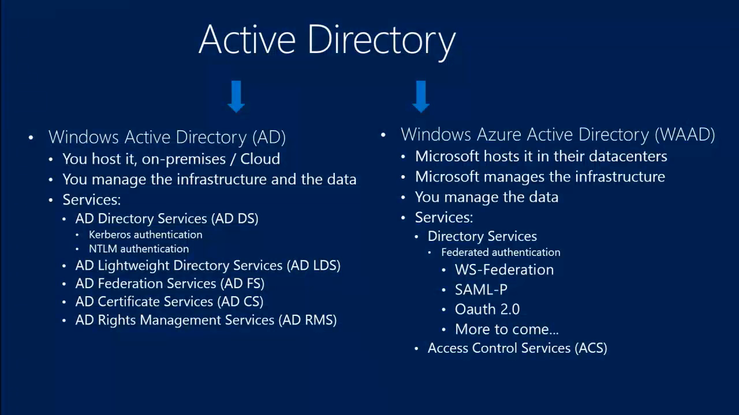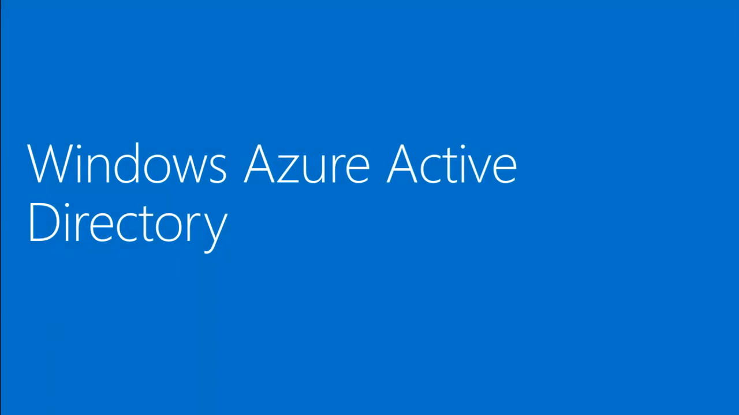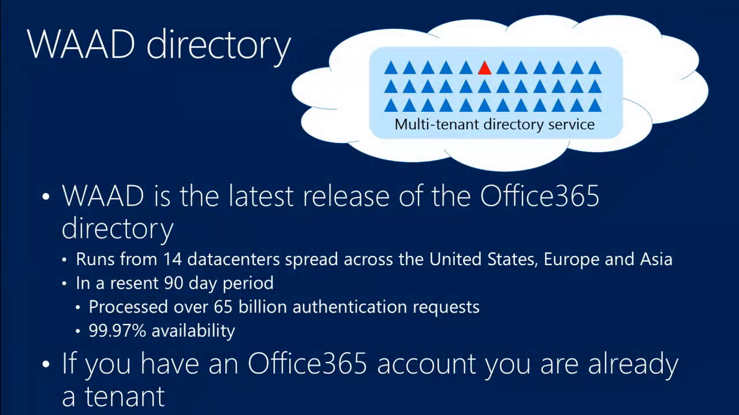So it's all about federated authentication: WS-Federation, SAML, OAuth, etc. There's going to be more to come in that space as well. And then there's the access control service, which I'll come to in a second. So in terms of looking in a bit more detail, it's really the latest release of the Office 365 directory, which has been around for a long time. It's proven itself. And how many of you actually came to the keynote? Okay, so question: how many transactions per second was the Office 365 directory managing?